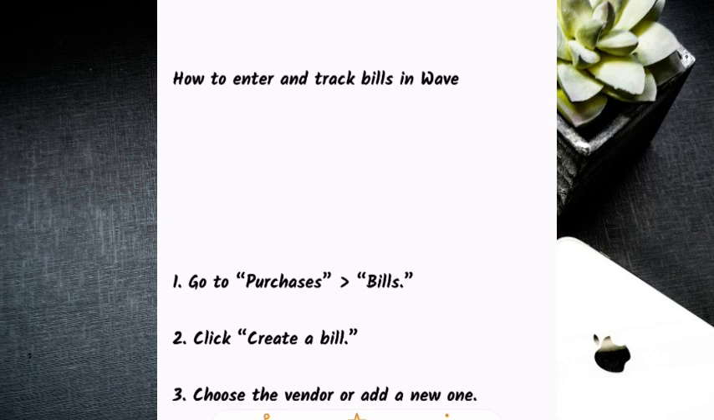So let's get started. Now the first step is going to be to go to purchases and bills. Of course, it goes without saying you gotta log into Wave on your browser, and once you're logged in with your credentials, just go to purchases, and under purchases you see bills, and then just click create a bill.